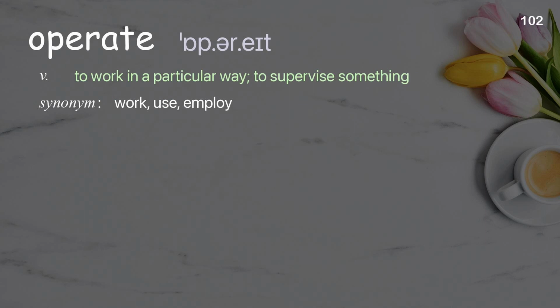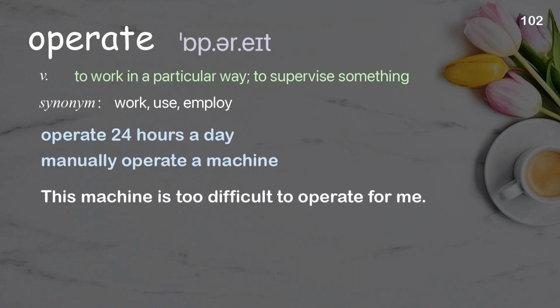Operate. To work in a particular way, to supervise something. Examples: operate 24 hours a day. Manually operate a machine. This machine is too difficult to operate for me.